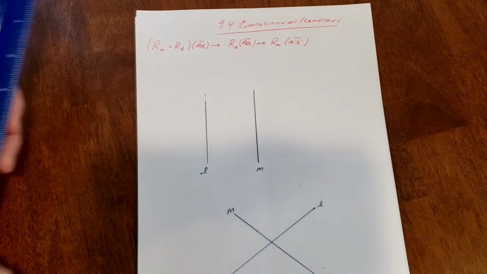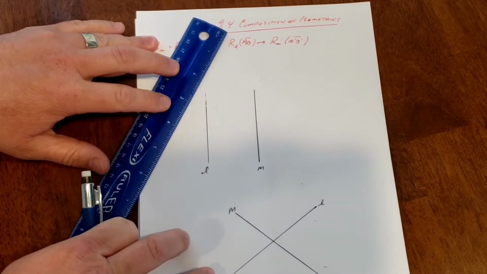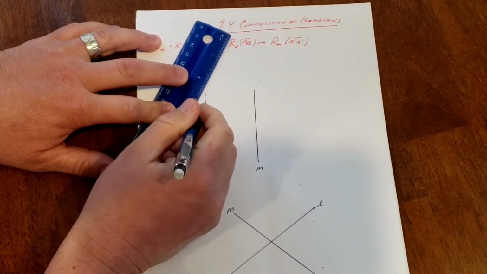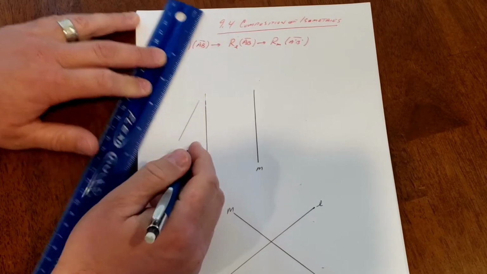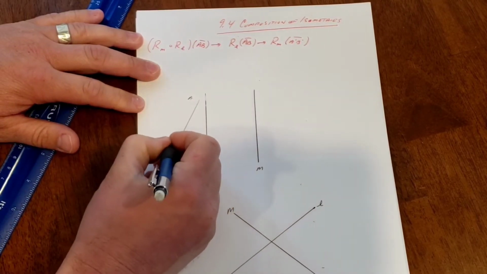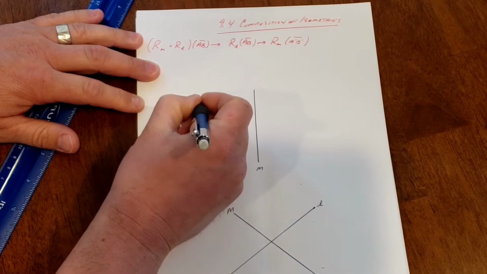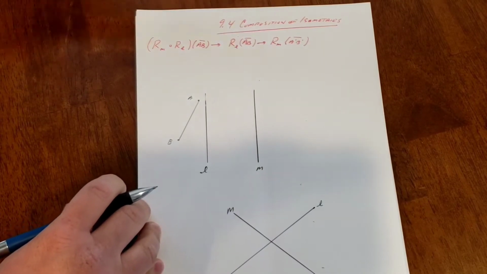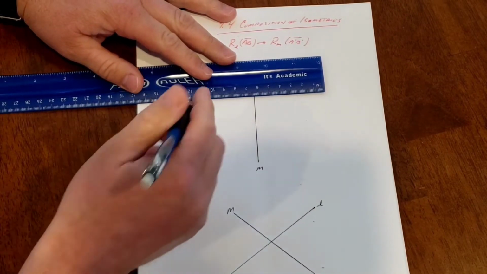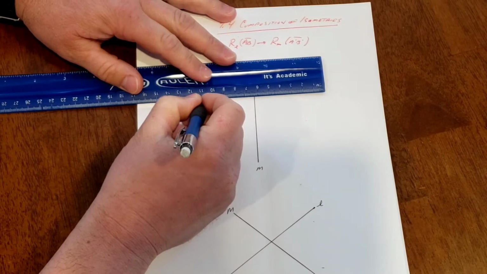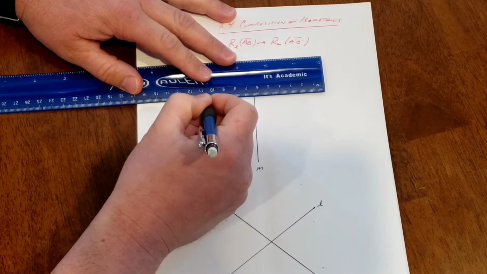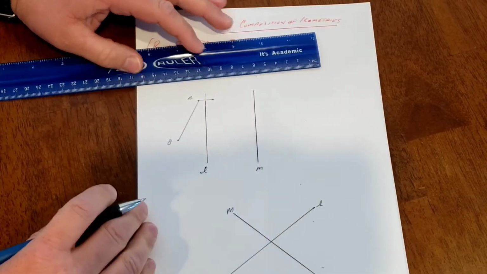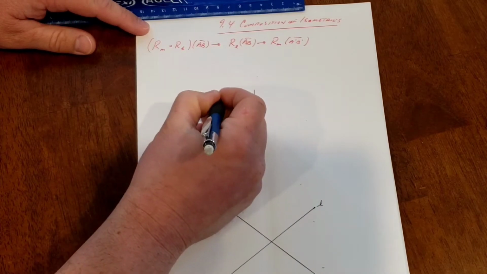So let's look at an example here. And we'll just do this in non-coordinate format. I have two parallel lines, lines L and M. And here's my segment AB. So, as we've talked about with reflections, we find the distance from a point to its line of reflection. So A is this far away on this side, so it's going to be the same distance away on the other side. And I'm not measuring this, I draw it freehand. But it just gives us an idea.